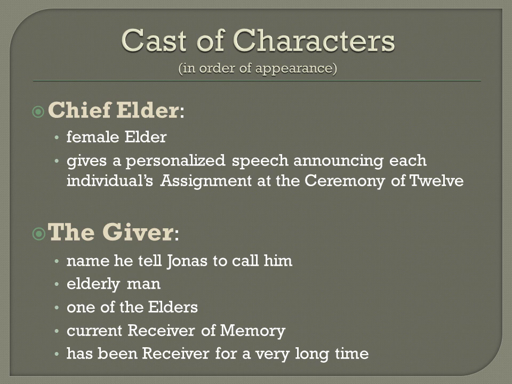The chief elder is a female, and every year at the ceremony, she gives a personalized speech which announces each individual's assignment at the ceremony of 12. The Giver. This is a name that the elderly man, known as the current receiver of memory, tells Jonas to call him. He says, "Call me the Giver because you are now the receiver of memory." So he is also one of the elders in the community, a high-ranking official, and he's been the receiver of memory for a very long time.